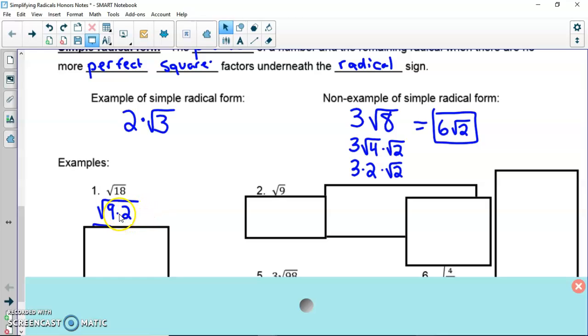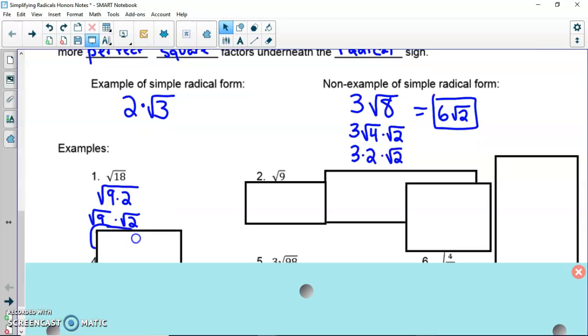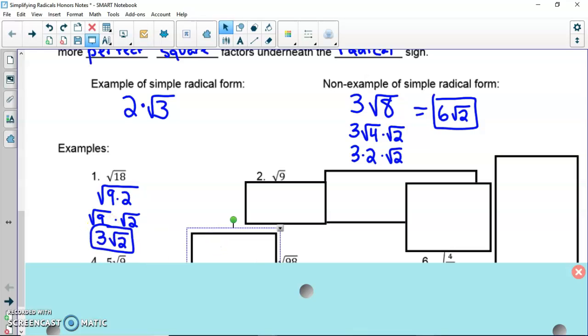And if those two numbers are separated by multiplication underneath one radical, I can then write that as two separate radicals: the square root of 9 times the square root of 2. And then you take the square root of the perfect square factor, like it says in the notes. So the square root of 9 is 3. Notice there's no more radical around it. It's just a 3. 3 times the square root of 2. And that is simple radical form.